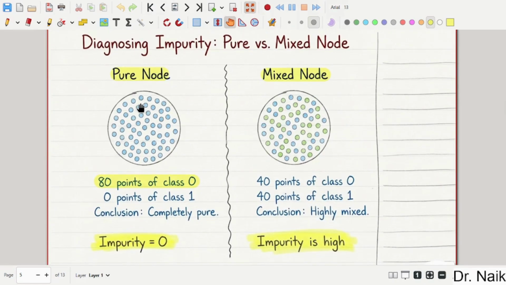Now understand what we mean by pure node and mixed node. A pure node means it has only one class. That means it is completely pure. For example, if a node contains 80 points of class 0 and 0 points of class 1, that means it is a pure node. That means its impurity is 0. A mixed node means it has 40 points of class 0 and 40 points of class 1. So it contains both classes, class 0 and class 1. Therefore it is highly mixed, and it is called a mixed node, and its impurity is high.